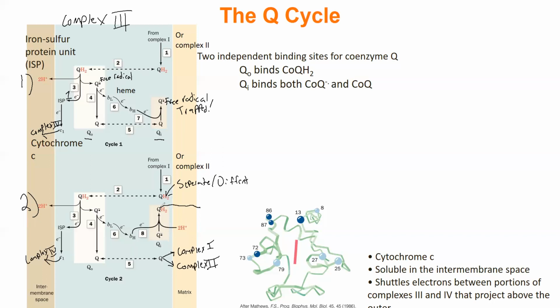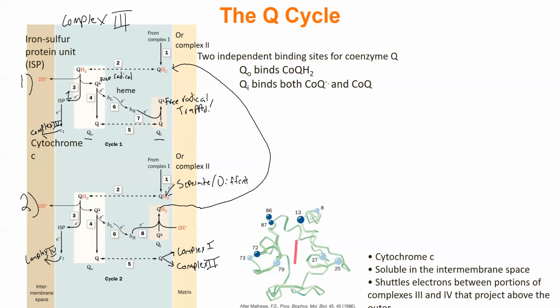But where's QH2 going to go? It only has one place to go. It goes to complex 3. So you can actually restart this process with the same Q and just keep doing this cycle over and over and over and over again. So it takes 2 Q molecules to actually do a full round of complex 3. And that's why it's called the Q cycle. And that is the cycle in a nutshell of how we are finally cashing in our Qs, giving the electrons to cytochrome C, pumping the hydrogens into the intermembrane space, and then moving on to complex 4.